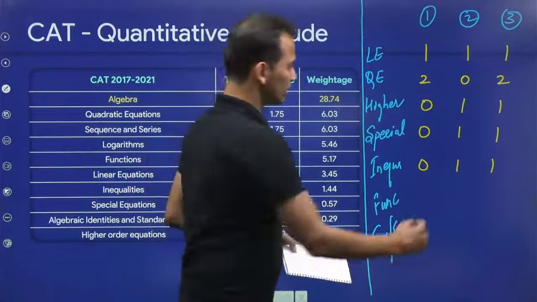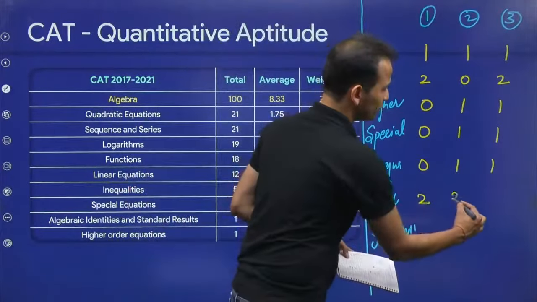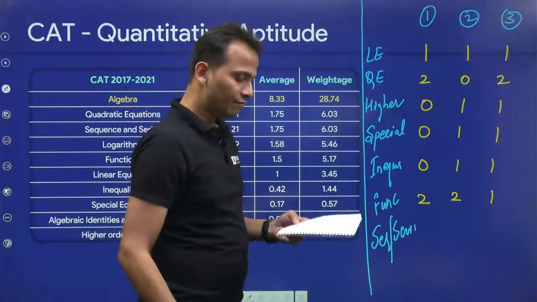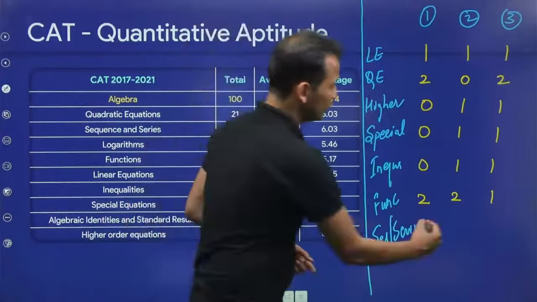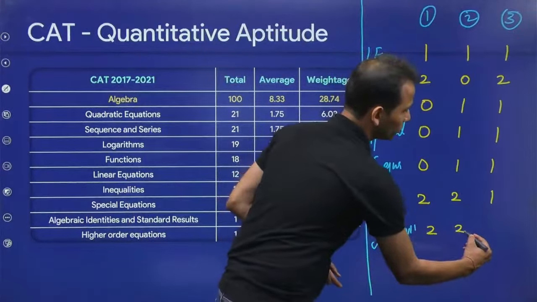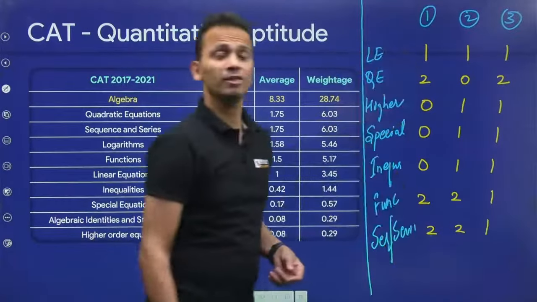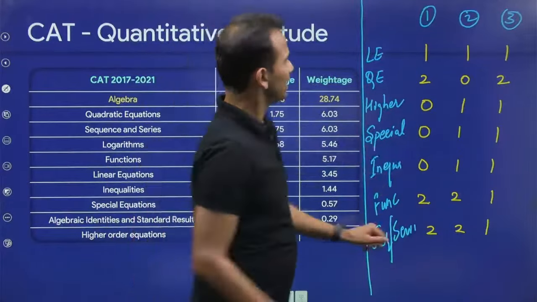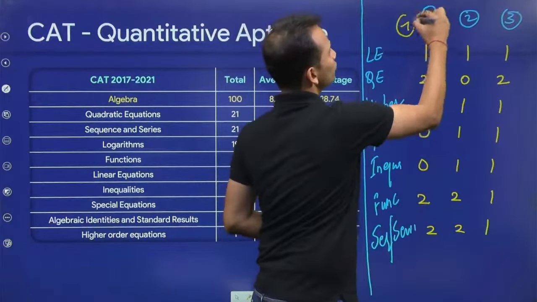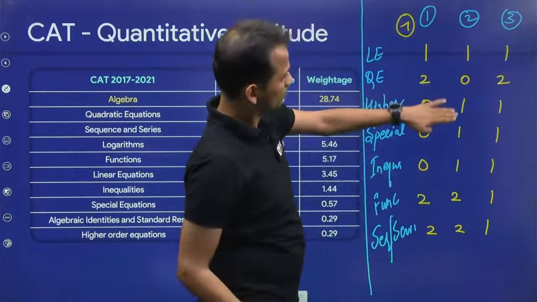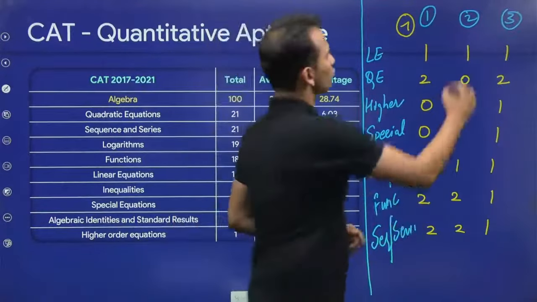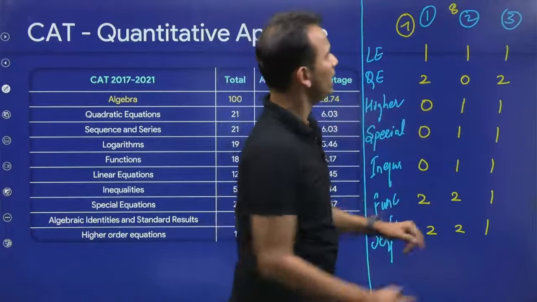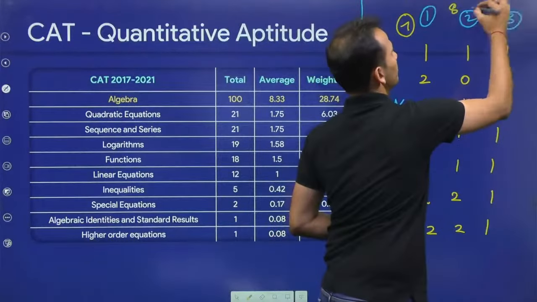Functions, there were 2 questions in the first, 2 questions in the second, and only 1 question in the third. And finally, sequence and series, 2 questions in the first slot, 2 questions in the second slot, and 1 question in the third slot. So adding them, 3, 4, 5, 6, 7. 7 questions in slot number 1, 8 questions in slot 2, 8 questions in slot 3.